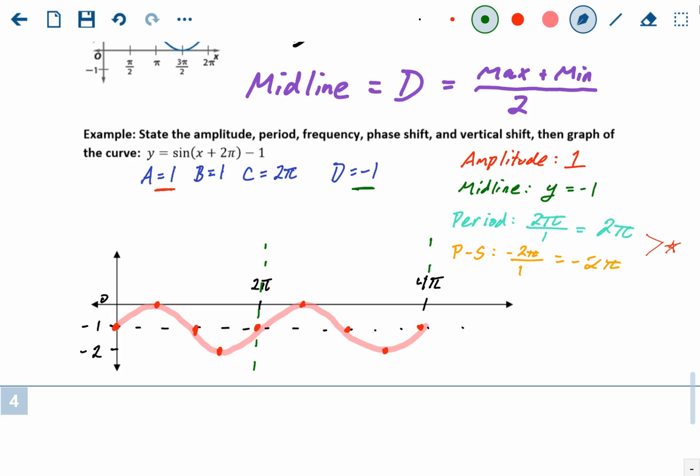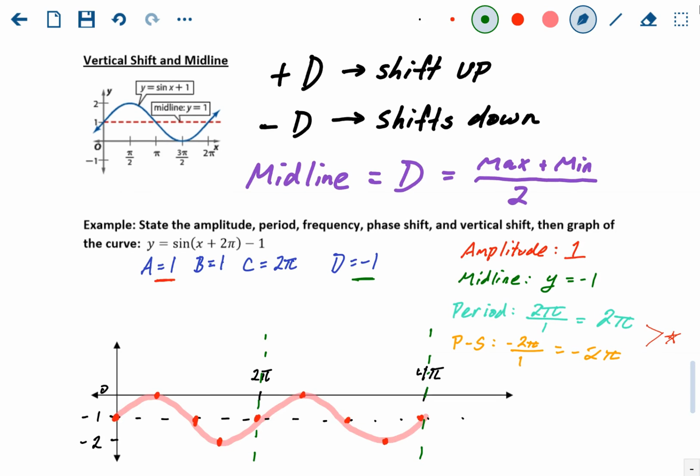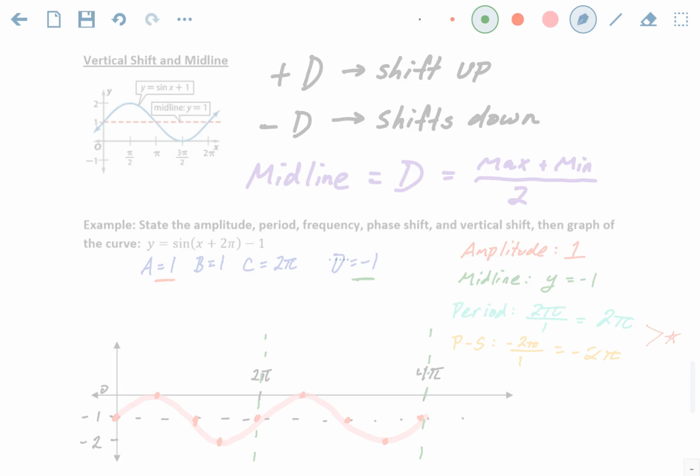Again, the phase shift on that one didn't matter a whole lot because it was the same as the period. And that's how you find all the key features from an equation. Figure out what A, B, C, and D is. A is the amplitude, B helps with the period, B and C help with the phase shift, and D helps you find the midline.